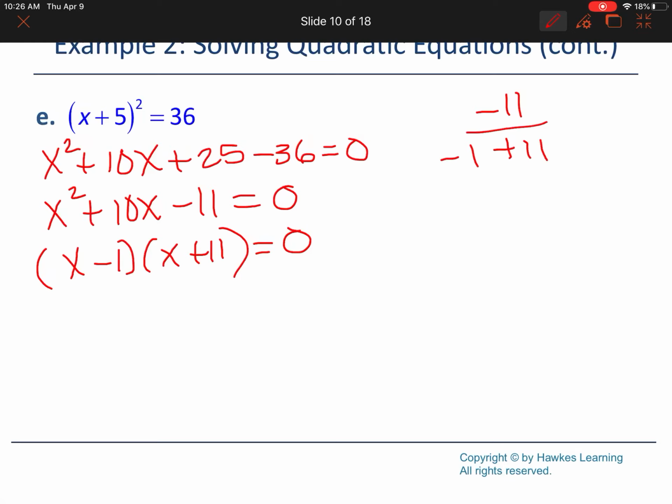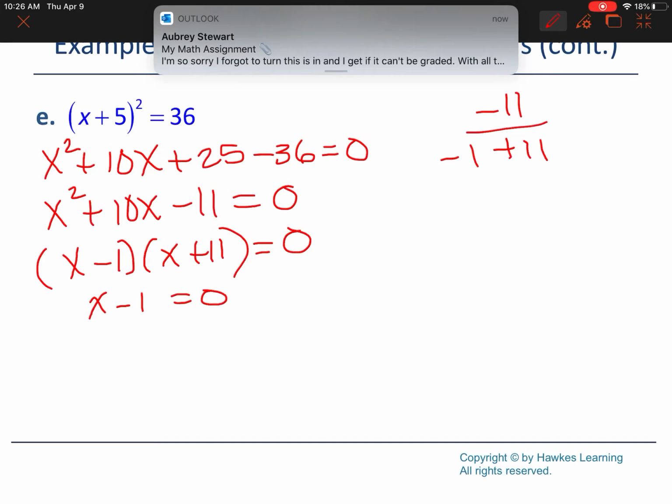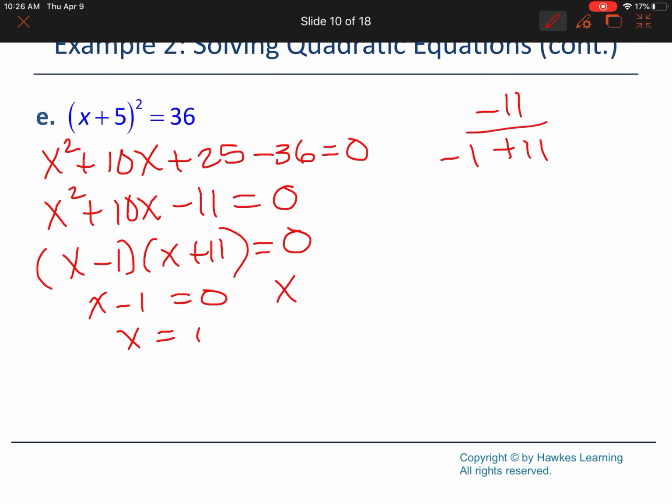So that means we take each of those factors. x minus 1 equals 0, so x equals 1. And x plus 11 equals 0, so x equals negative 11. Those are my two answers.